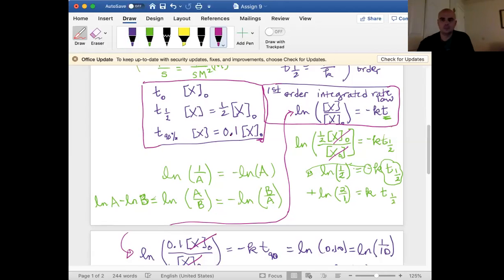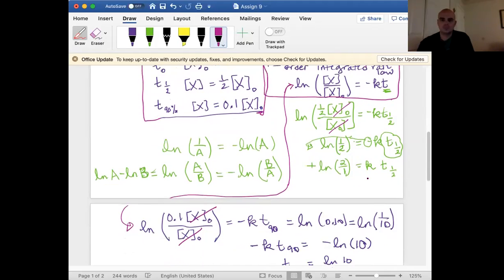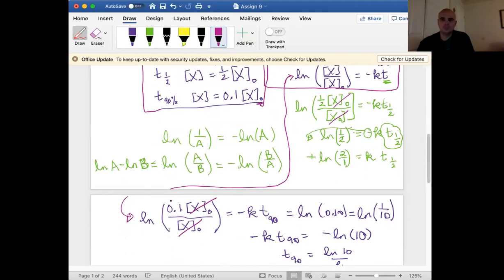And we could use them with this first order integrated rate law for anything. You want to know when I've used up 15%? No problem. You want to know when I've used up 68%? No problem. It's going to be exactly the same. I'm going to set it up, but instead of 68%, I'm going to have 1 minus 0.68, so 0.32, because I'm always just paying attention to what's left.